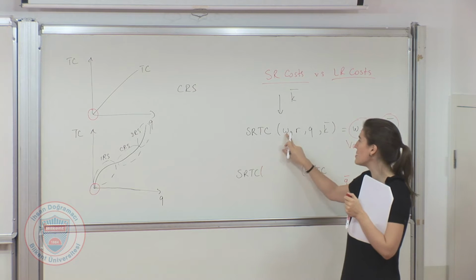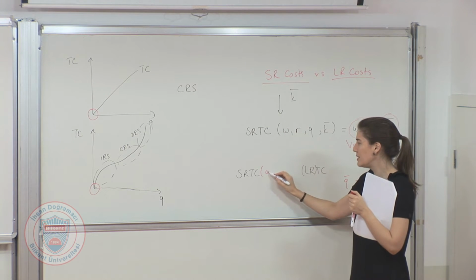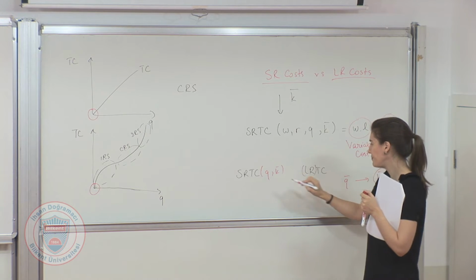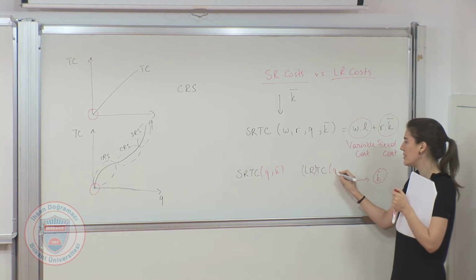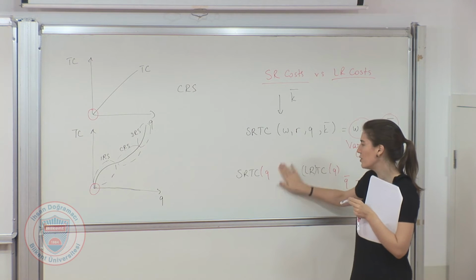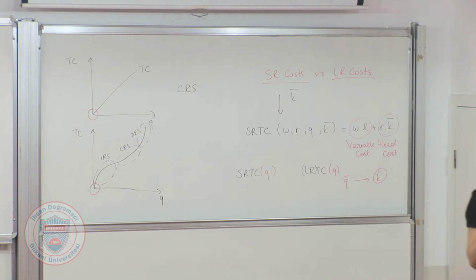Think of it. Suppose I gave you these two. This is a function of Q, and this one is with K bar. And we know that this is a function of Q. Suppose I also gave you the K bar. So these would be equal to each other at which quantity? It's not hard. It's not a tricky question.